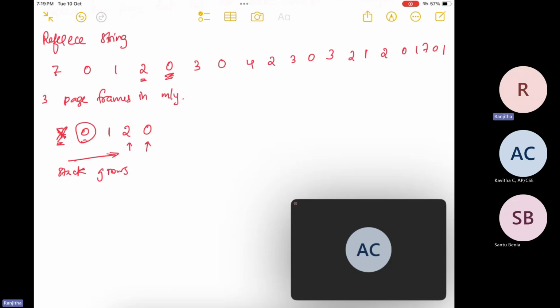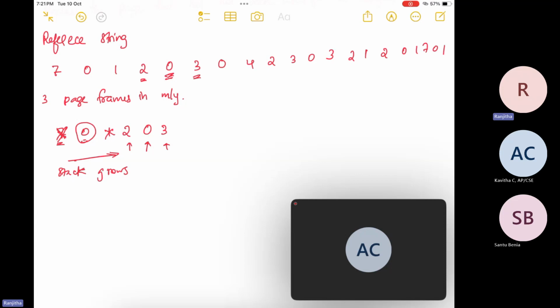So now it's in the correct order. 1 was the last used, second last used is 2, and 0 is the most recently used. Now when page 3 is referenced, 3 is not there. There is a page fault and we need to replace. Of these, 1 is the least recently used, so cross off 1 and bring in 3 to the top of the stack. This is the front of the stack, the most recent one.